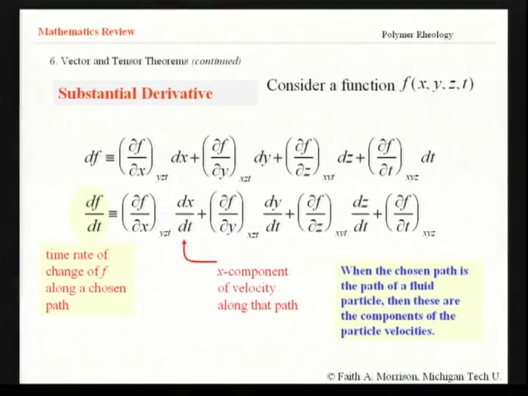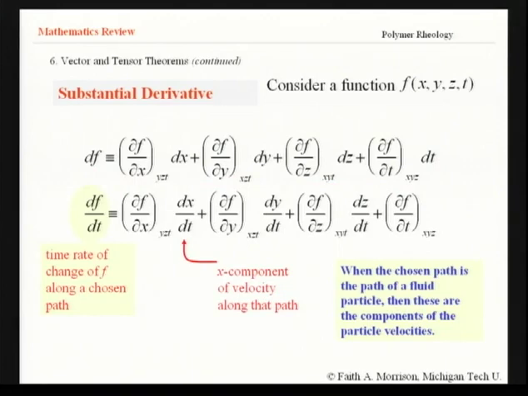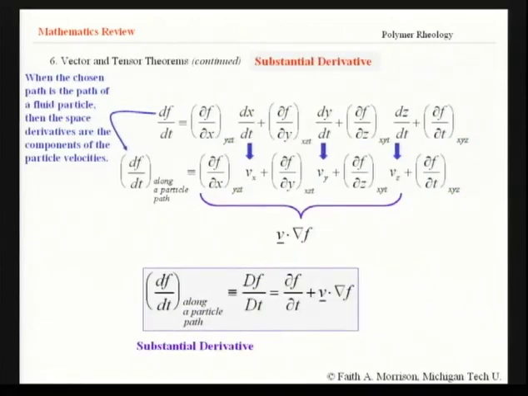So going back to the prepared slides, I have the same thing written, only I did it for the scalar function here. So df, here I just write the function as the variables of the function. I divide through by dt, and I notice that if I choose to take the time rate of change of f along a chosen path, these dx/dt, dy/dt, dz/dt are just velocities. So I change them into being the velocities, and that's the same as v dot del f.